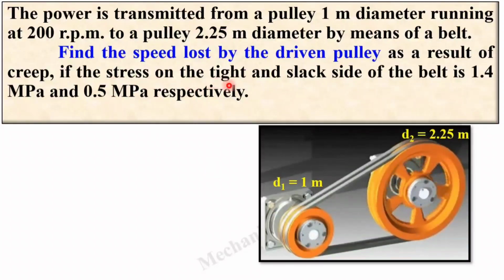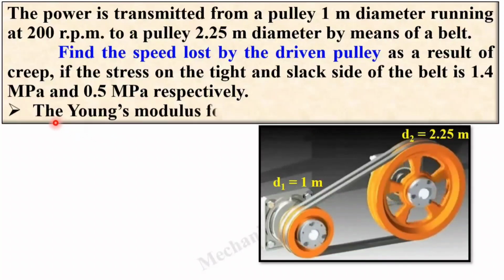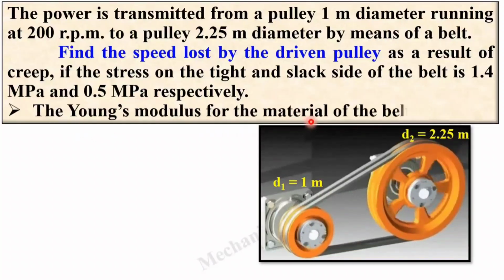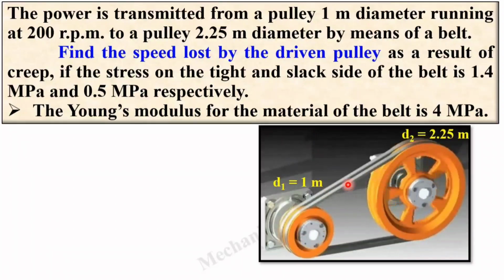If the stress on the tight and slack side of the belt is 1.4 megapascal and 0.5 megapascal respectively, that means the stress in the tight side of the belt is 1.4 megapascal and the stress in the slack side is 0.5 megapascal. The Young modulus for the material of the belt is 4 megapascal.